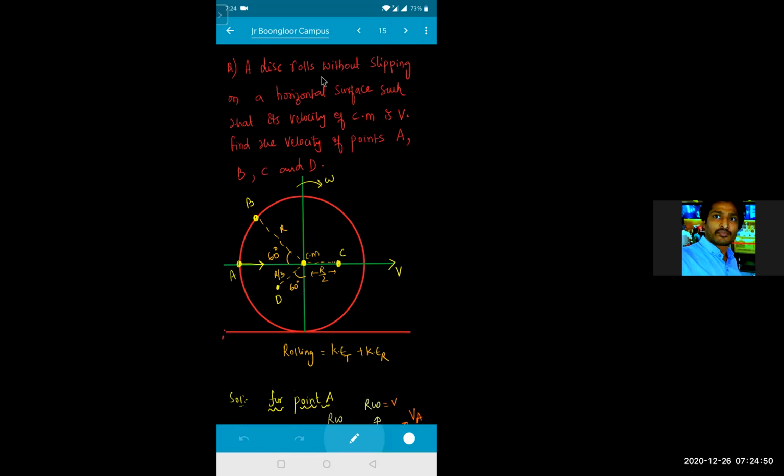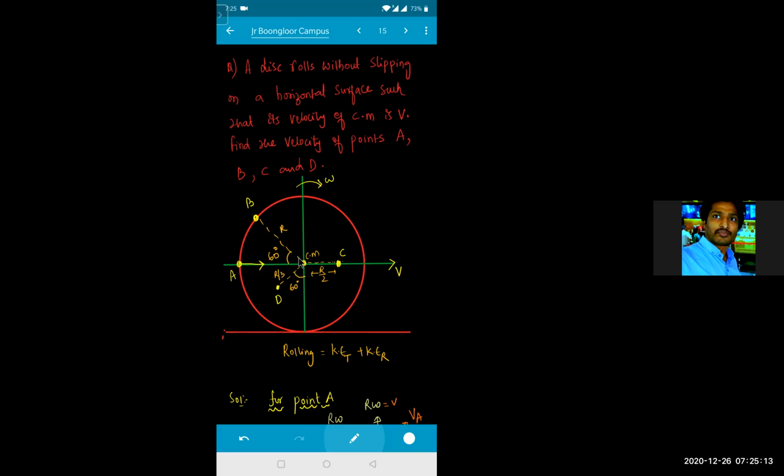Now see this question, it's a really very beautiful question. We got a disk which is rolling without slipping on a horizontal surface, beta. It is rolling without slipping such that its velocity of center of mass is v. Find the velocity of the points A, B, and C. Like this, this is point A, this is point B, this is point C, and this is point D.